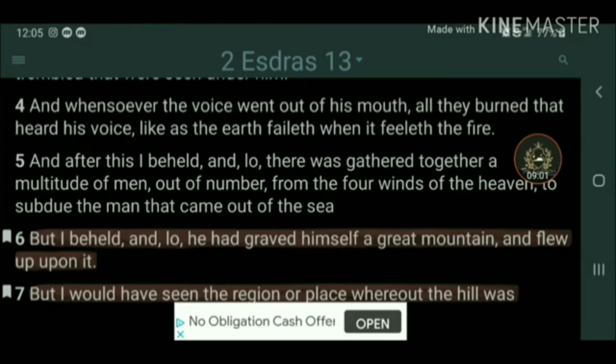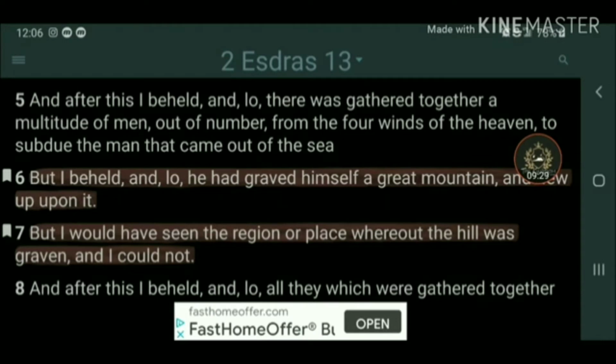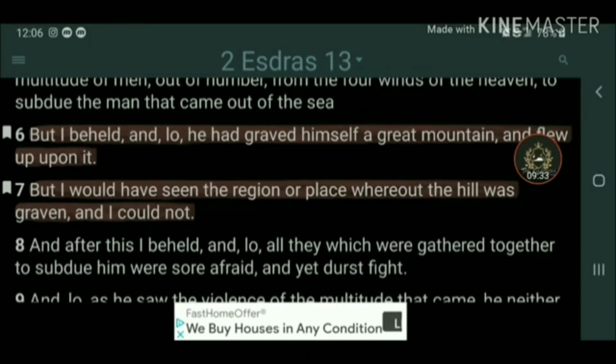And after this I beheld, and lo, you notice he keeps saying after. There's a sequence going on here. And after this I beheld, and lo, there was gathered together a multitude of men out of number from the four winds of the heaven to subdue the man that came out of the sea. But, and that's a big but, I beheld, and lo, he had graven himself a great mountain. Now, we know mountains are indicative of kingdoms. This is a great mountain, and flew upon it. Now that reminds me of Yahushua appearing on Mount Zion over in Revelation the 14th chapter with the 144,000. But I would have seen the region or place whereout the hill was graven, and I could not.